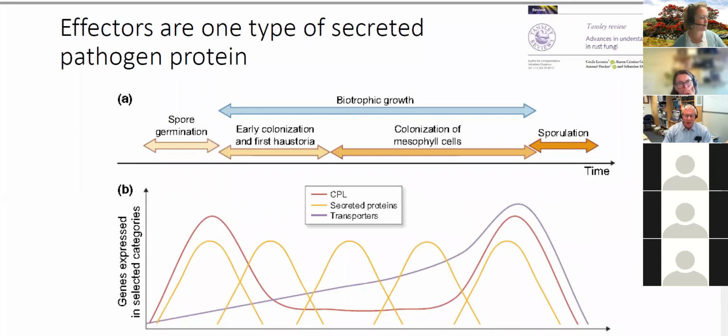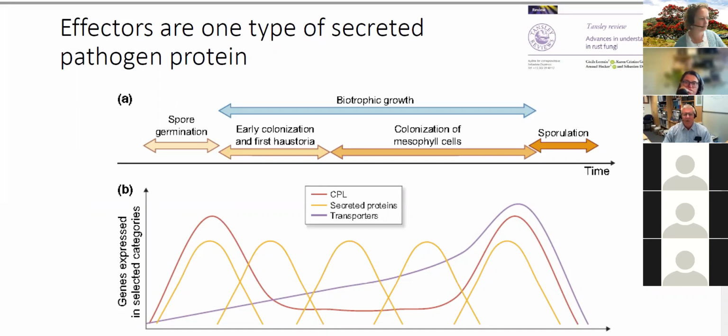So effectors are only one type of protein that are expressed. This diagram is taken from a review, now 2 years ago, I think it's a 2019 review. The orange colors are the effectors, and you can see that they come in a series of pulses. So you get bunches or pulses of effectors during the infection process.